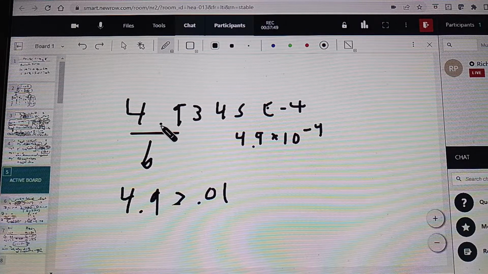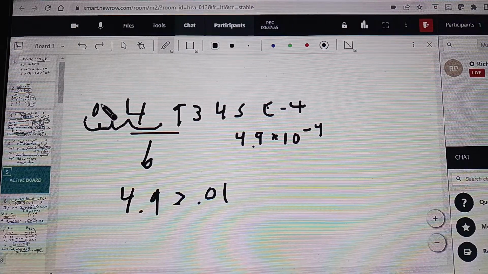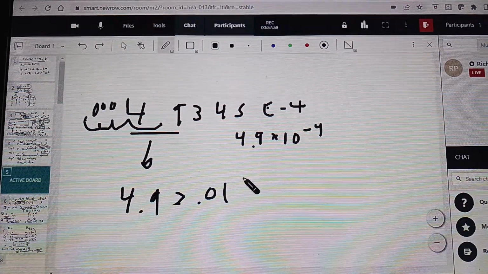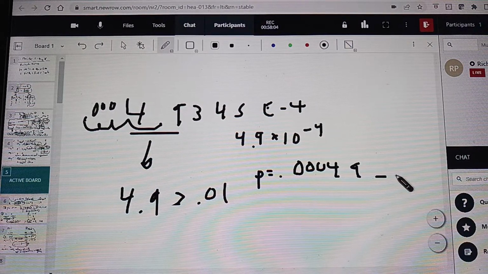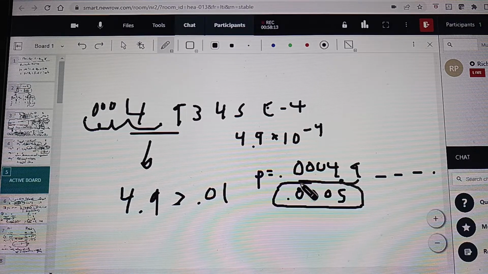So you've got to move your decimal over, past the 4, so you actually get 3 zeros because of that. The p-value is not 4.9, it's 0.00049. On and on and on, but we're going to round to 4 places, so 0.0005. That's how low it is. It's extremely low. It's nowhere close to 4.9.